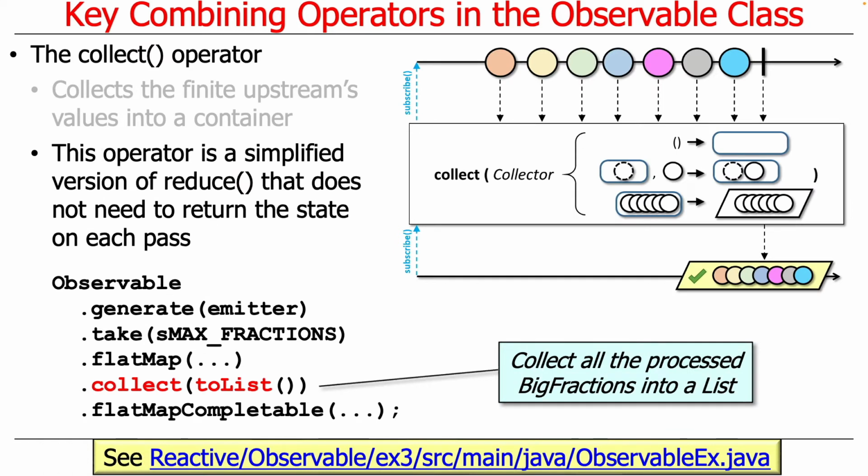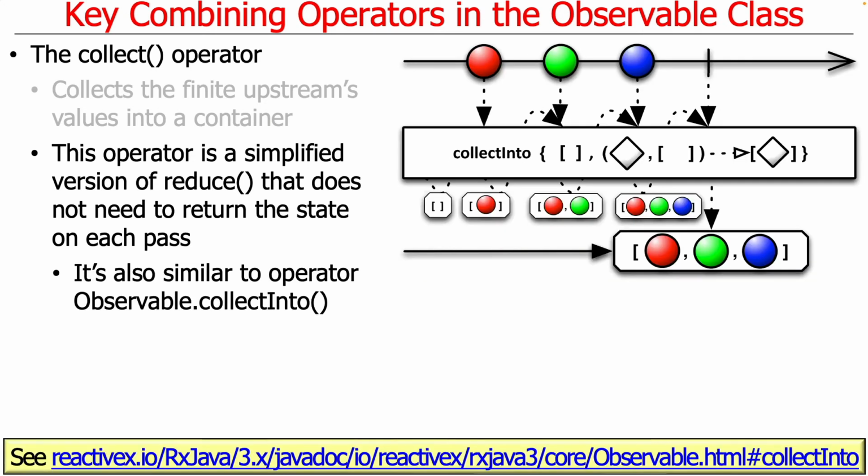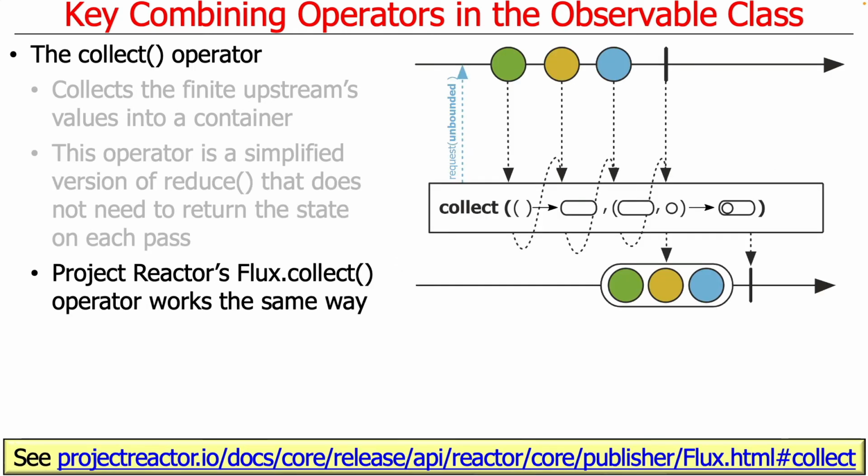Once again, this is basically a simplified version of reduce that doesn't have to return the state on each pass. And here's a simple example. We're going to generate a bunch of values up to a certain amount. We're going to do the concurrency idiom on them, the RxJava flat map concurrency idiom. And then we're going to collect the results into a list. And then we're going to do some stuff with that list when we're all done. Not surprisingly, collect is very similar to observable collectInto. It just uses a collector as opposed to having to pass in the accumulator and the function that will basically sum things together or add things together or whatever.